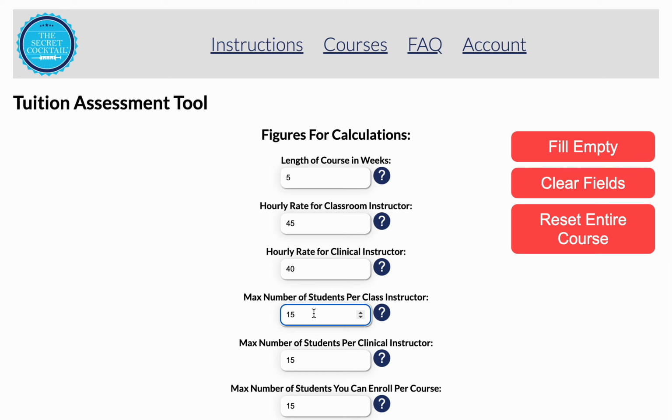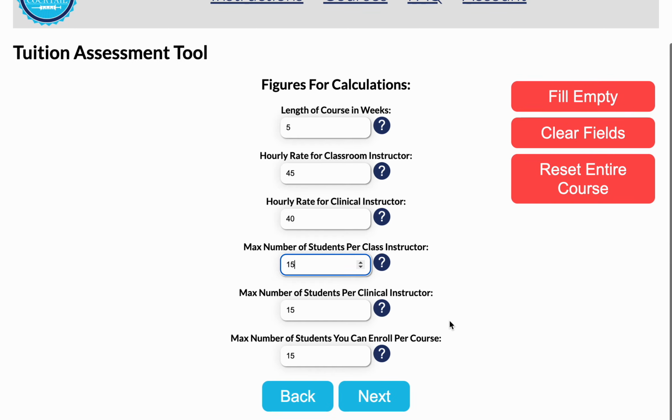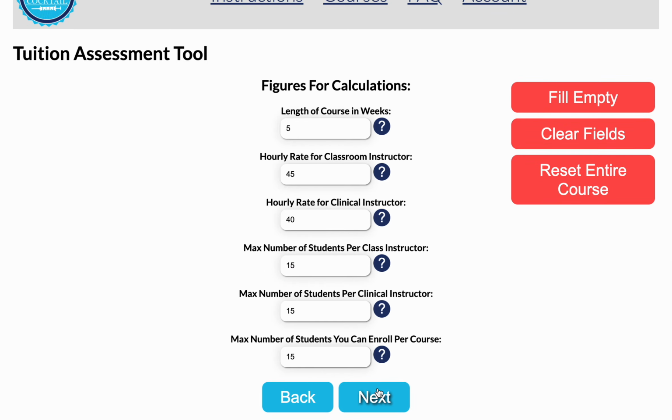The reason we're going to say your classroom ratio is the same as your clinical is because if I have more people in class, that means I would have to bring a second instructor to clinical with me, which could increase my costs. So we're going to keep it 15. Just because you're allowed 15 doesn't mean your space can hold 15. I have worked with people who only had enough space for 10. In that situation, we would put 10 here.